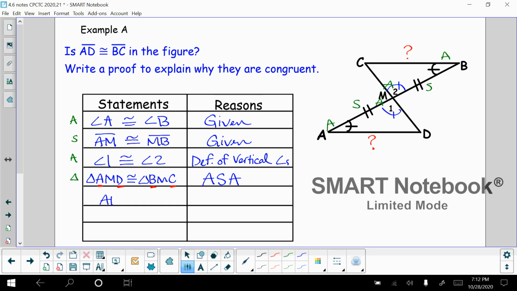So we're going to write AD is congruent to BC by the definition of CPCTC. Okay, because I proved the triangle is congruent, therefore I'm allowed to say that statement because they are corresponding. Okay, so is AD congruent to BC? The answer is yes, and we have a proof there to show that.